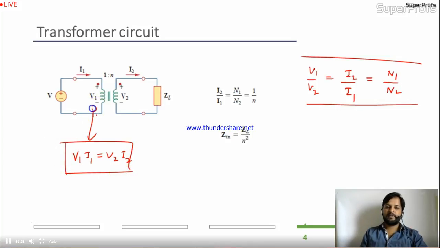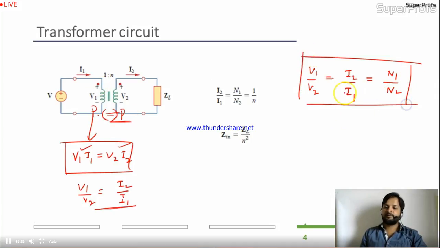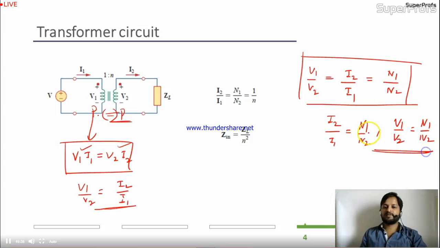The power delivered should be equal to the power absorbed. So V1 I1 equal to V2 I2. By this equation, V1 by V2 is nothing but I2 by I1. This is one relation. But in terms of turns, if you want to write the current equation, you will write I2 by I1 equal to N1 by N2. And if you write the voltage equation, it will be V1 by V2 equal to N1 by N2. Is it clear to you?